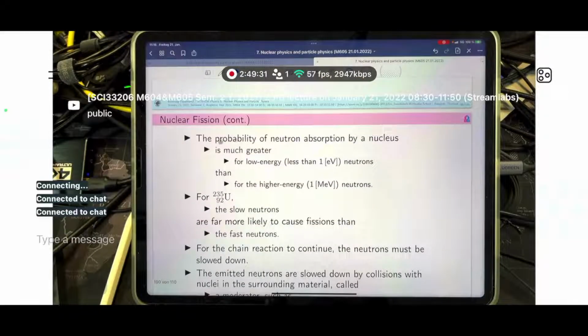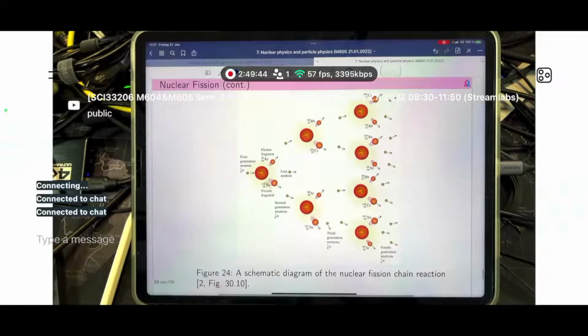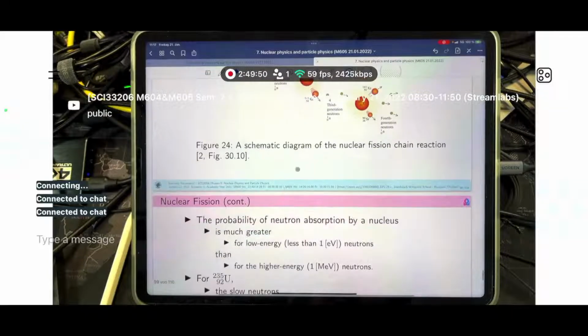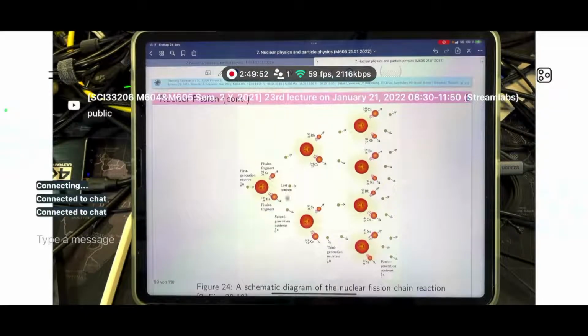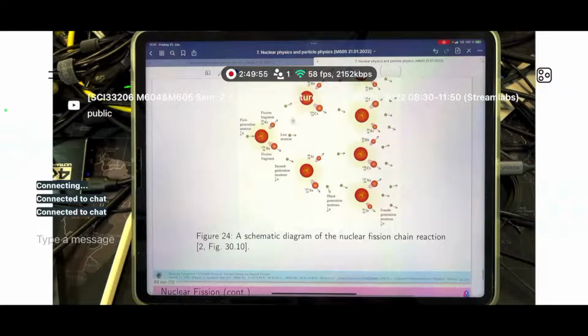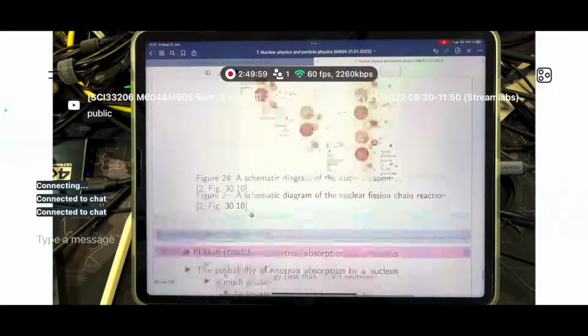Yes, the property of neutron absorption by a nucleus is much greater for low energy, okay? Your neutron should not have too high a speed. If the speed of the neutron is too great, they are not going to hit, they are not going to be useful to the next uranium.